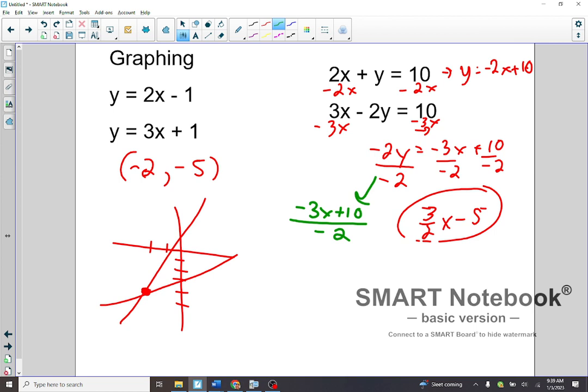Is it fine if we do the fraction? That's fine if you do a fraction. I'll show you how to do the fraction in the calculator. Purposely, I made this one a fraction just so you can handle it. Okay. Let's pull out the calculator.